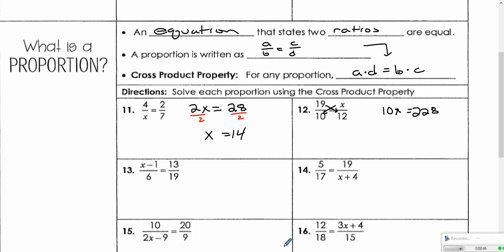To solve this, just like the last one, to get rid of this 10, we're going to divide by 10. Divide by 10, and we end up with x on this side, and 228 divided by 10 on this side. And this does not come out evenly, and so you have a couple options. Most of the time you can just put in a decimal, so I can just do 228 divided by 10 is 22.8. So the answer to this one, x equals 22.8.